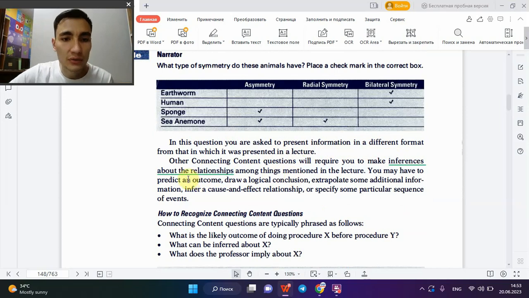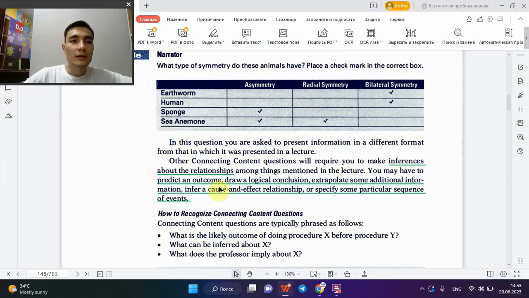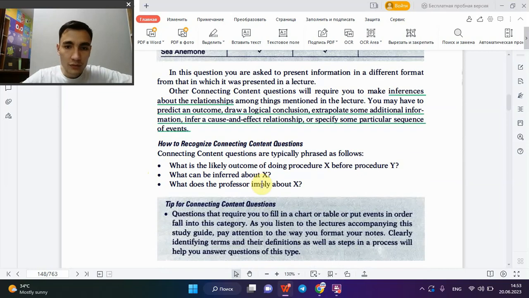You have to predict an outcome, draw a logical conclusion, extrapolate some additional information, infer a cause and effect relationship, specify some particular sequence of events. Ko'rayotganingizdek, bir oqibatni predict qilishimiz, xulosa qilishimiz, qo'shimcha informatsiyalar haqida taxmin qilishimiz, cause and effect relationship ni topishimiz kerak. How to recognize connecting content questions? Connecting content questions quyidagi strukturalarga ega.